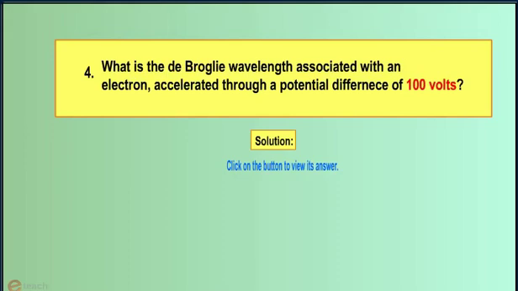Fourth, what is the de Broglie wavelength associated with an electron accelerated through potential difference of 100 volt? Click on the button to view its answer.